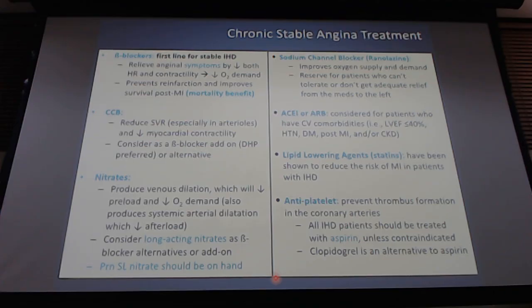Now, if I told you that there was some type of contraindication as to why they couldn't take the beta blocker, then okay, we have our calcium channel blocker here, right? But our first line, because of the fact that I have that mortality benefit, is going to be my beta blocker. My nitrates, we just talked about those. Essentially what they're going to do is they're going to decrease that demand that we have on our heart.